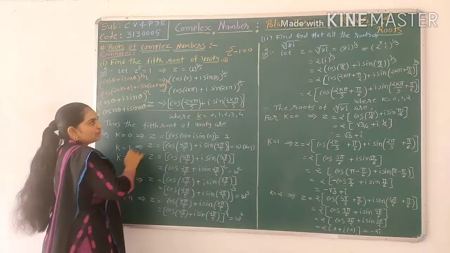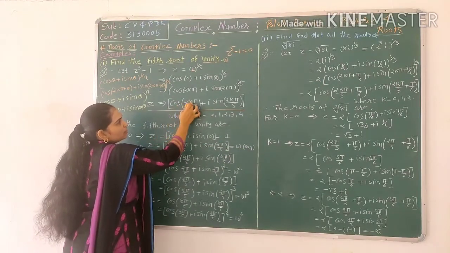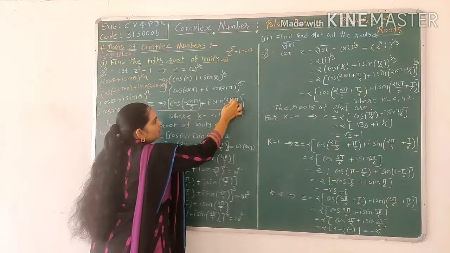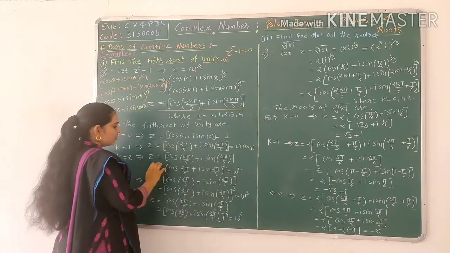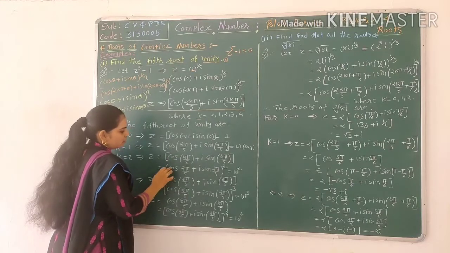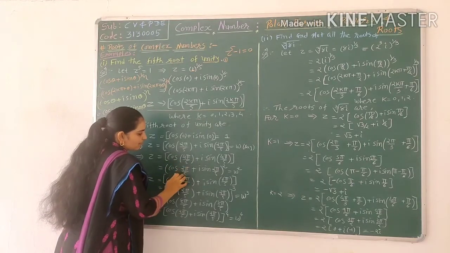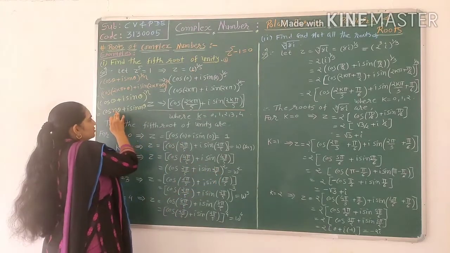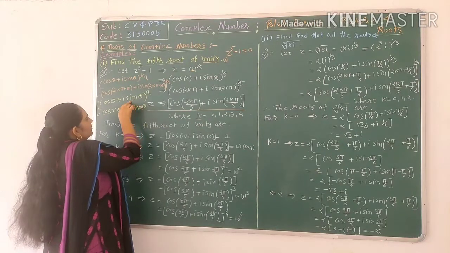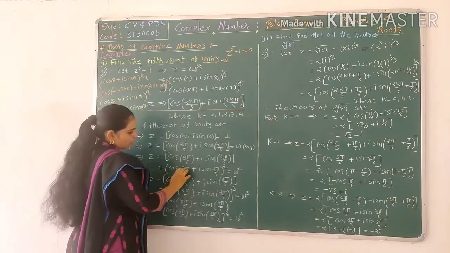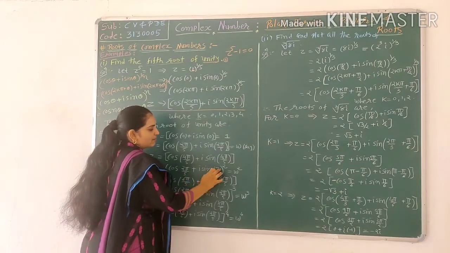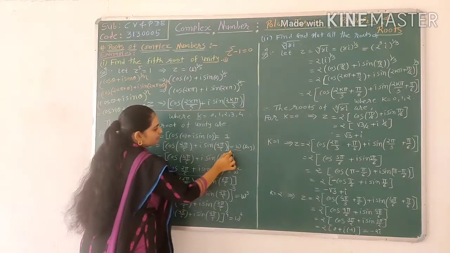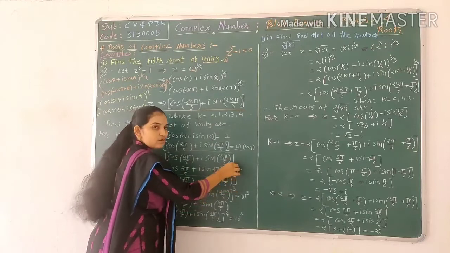Now k equal to 2. We put k equal to 2. Therefore, cos 2 into 2 is 4, that means cos 4 pi by 5 plus i sin 4 pi by 5. Now this can be written as cos 2 into 2 pi by 5 plus i sin 2 into 2 pi by 5. Using De Moivre's theorem, we can write this as (cos 2 pi by 5 plus i sin 2 pi by 5) whole squared, and this is the value of W. Therefore, we can write W squared.